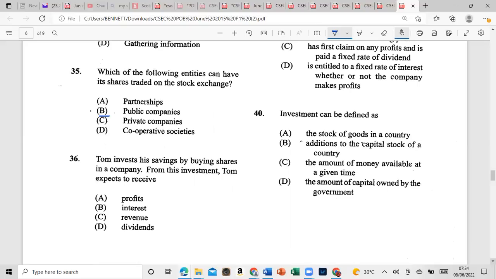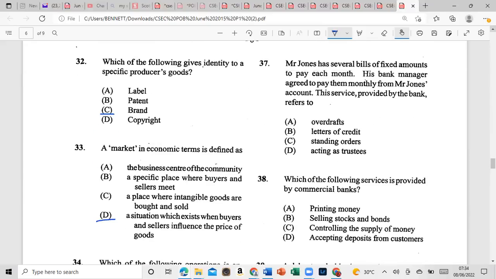Tom invests his savings by buying shares in a company. From this investment, Tom is expected to receive A, profit, B, interest, C, revenue, or D, dividends. All right. So if he's a shareholder, he's expected to make dividends. So 37. Mr. Jones has several bills of fixed amounts to pay each month. His bank manager agreed to pay them monthly from Mr. Jones' account. This service provided by the bank refers to: is it overdraft, letters of credit, standing order, or acting as a trustee? And that would be C, standing order.